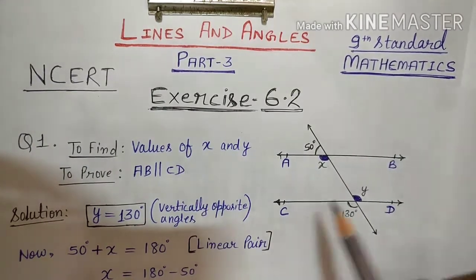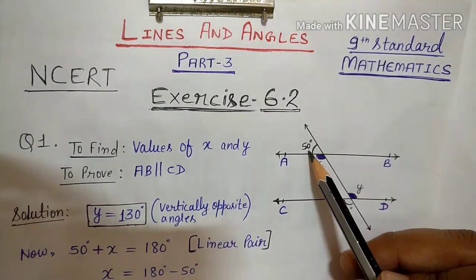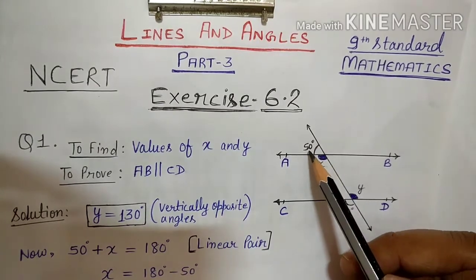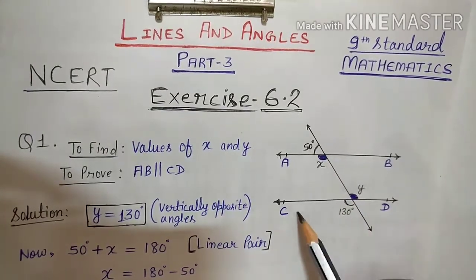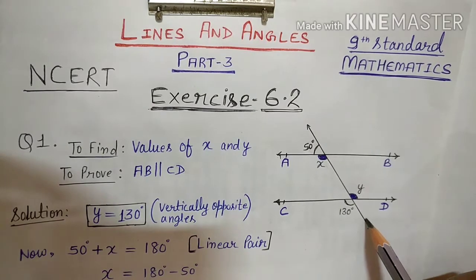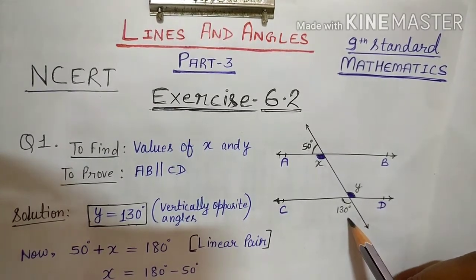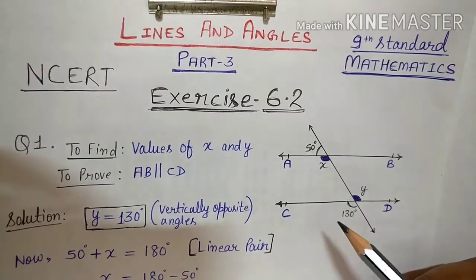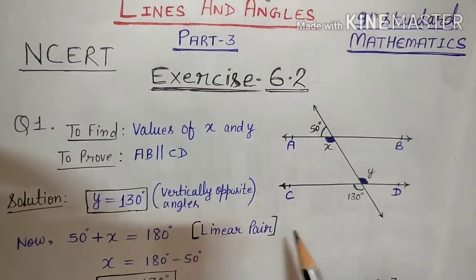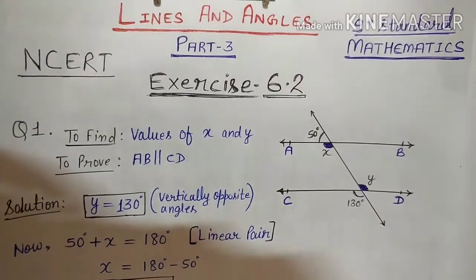Now here, what is given to us? We are given this angle, 50 degree, and this angle, you can write any name here, that is given as 130 degree. So on the basis of this we have to find the other angles. So first thing, just check here. Just focus on this one.